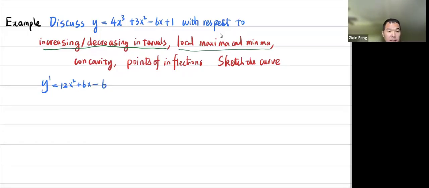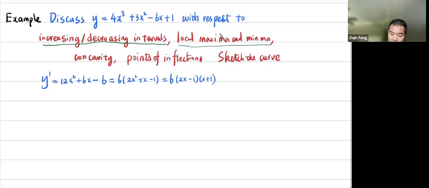Now we want to know when this is positive, when this is negative. Before you do that, you want to know where the zero is, right? And try to factor this: 6 times (2x squared plus x minus 1), right? This is 6 times (2x minus 1) times (x plus 1), right? After we factor it, right?